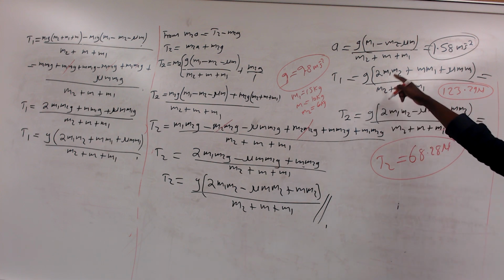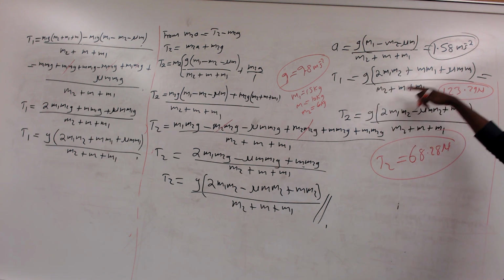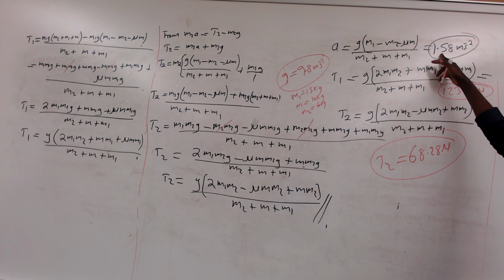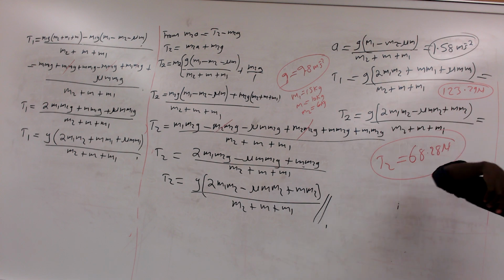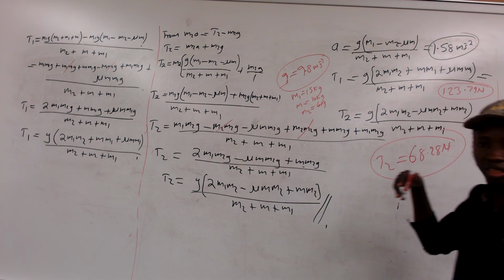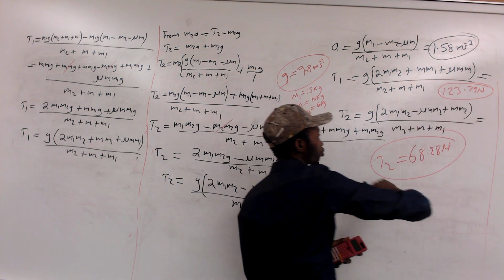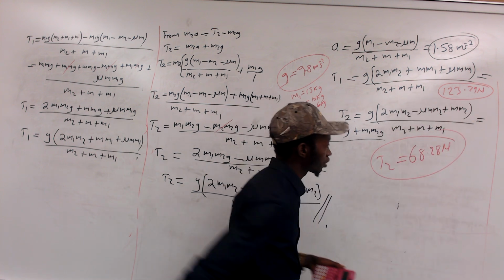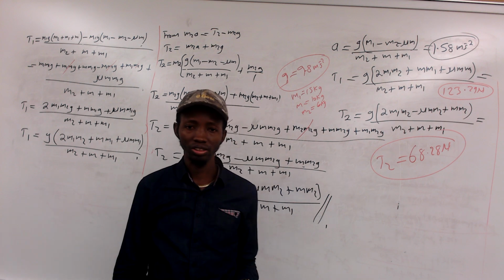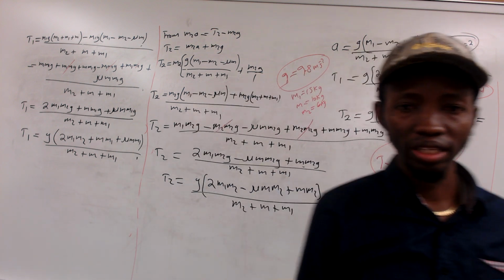So the acceleration due to gravity, which moves the object, is 1.58 meters per second squared. It simply means that the acceleration for the block is 1.58 meters per second squared, the tension T1 is 123.29 newtons, and tension T2 is 68.28 newtons. So these are the required values we are required to find.